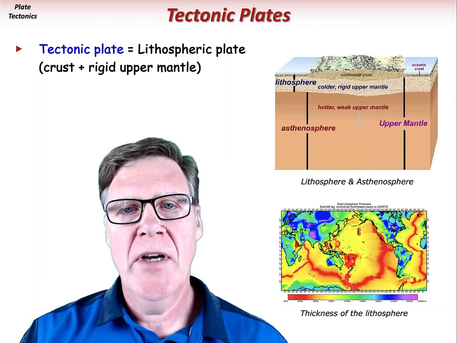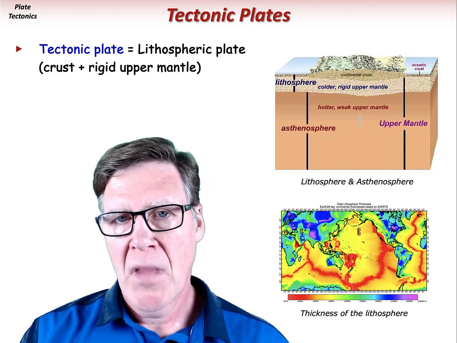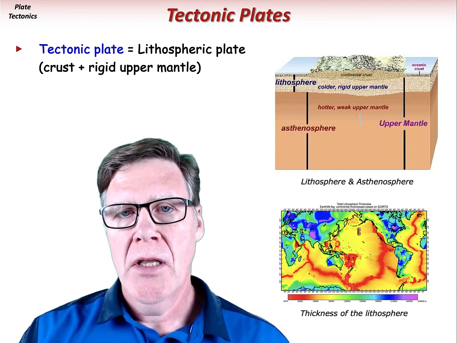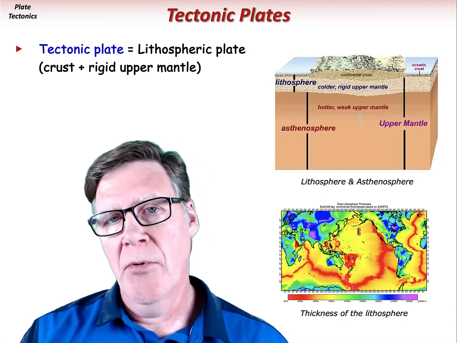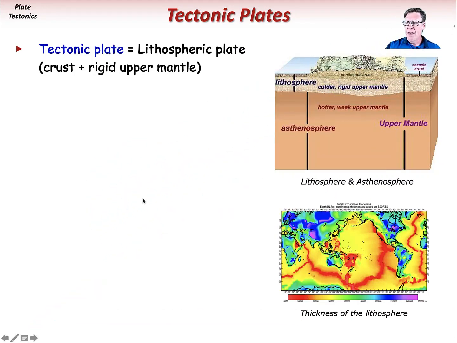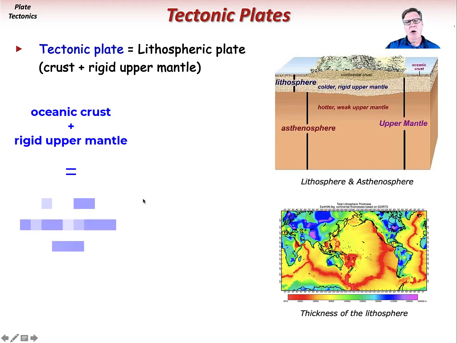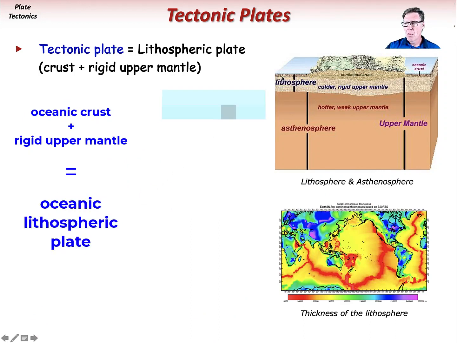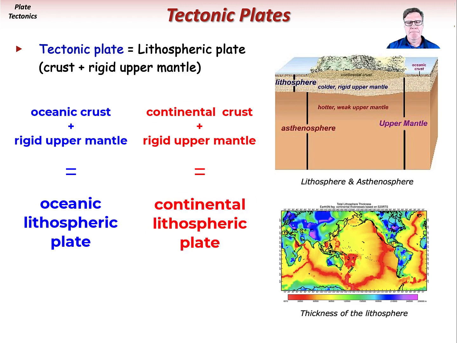So tectonic plates are lithospheric plates. Remember, the lithosphere includes the crust and the rigid part of the upper mantle. So if we have oceanic crust and rigid upper mantle, this would be an oceanic lithospheric plate, or oceanic lithosphere. If it's continental crust and cold rigid upper mantle, that will be a continental lithospheric plate, or a continental lithosphere.